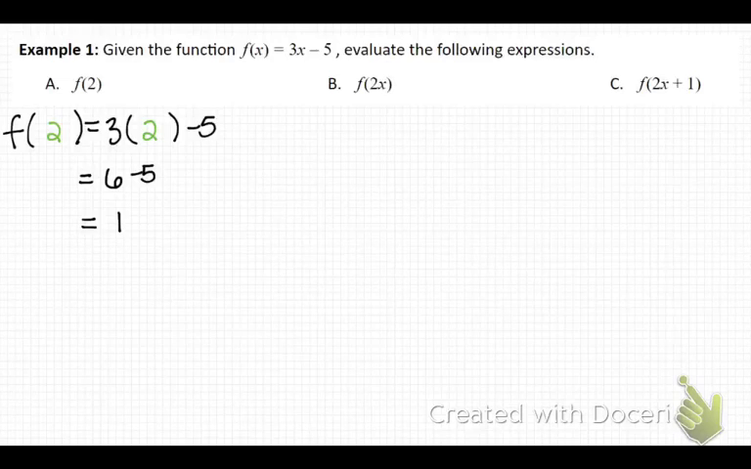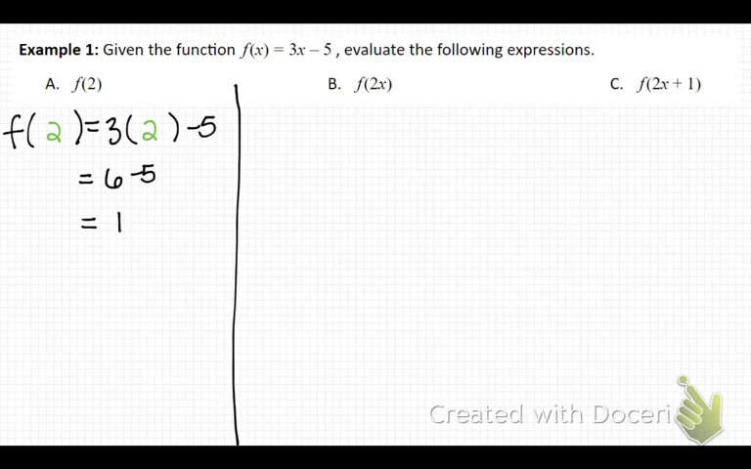Okay. What is different about B, between A and B? What's different between those two? There's a variable now. Now I have a 2x. So am I going to do the same thing, a different thing, or is it going to be similar? It's similar.